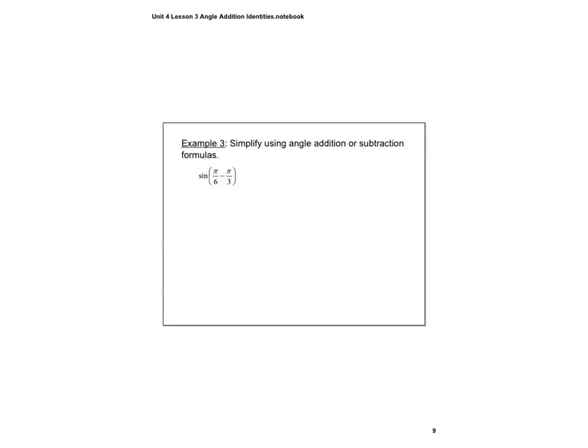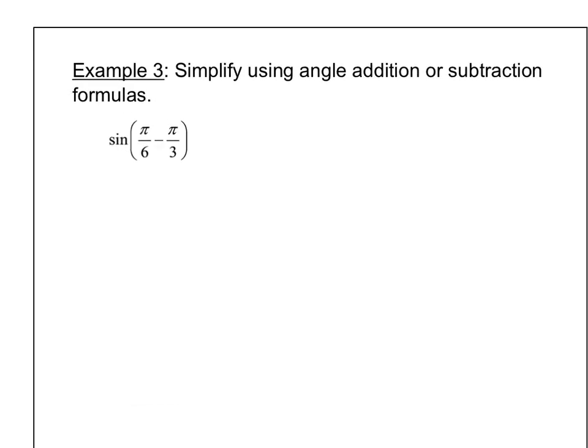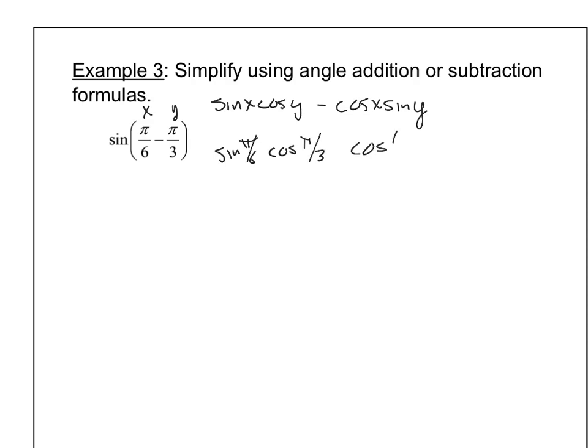So I'm going to use them. Does that change if I go subtraction? So this becomes subtraction, where now you're going to go sine x cosine y minus cosine x sine y. So now this is like your x, this is like your y. So you go sine of pi over 6 cosine pi over 3 minus cosine pi over 6 sine pi over 3.